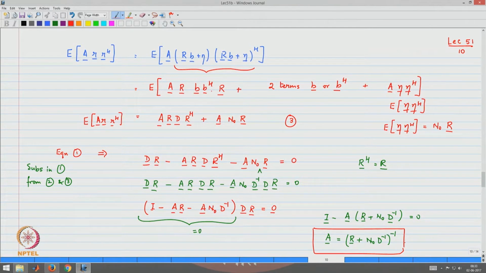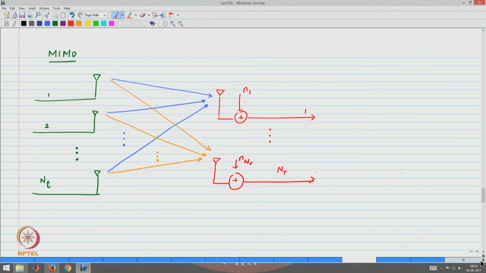Now we started off by saying that the MMSE solution will give us an estimate of the transmitted vector, where B hat is equal to A times R, and the steps that we were doing is actually to find out the expression for the matrix A, which will give us the best possible solution B hat. And through using the principle of orthogonality, writing down expressions for each of the terms given by the principle of orthogonality, we have been able to derive the following expression. Now what we would like to do is understand this expression a little bit more.